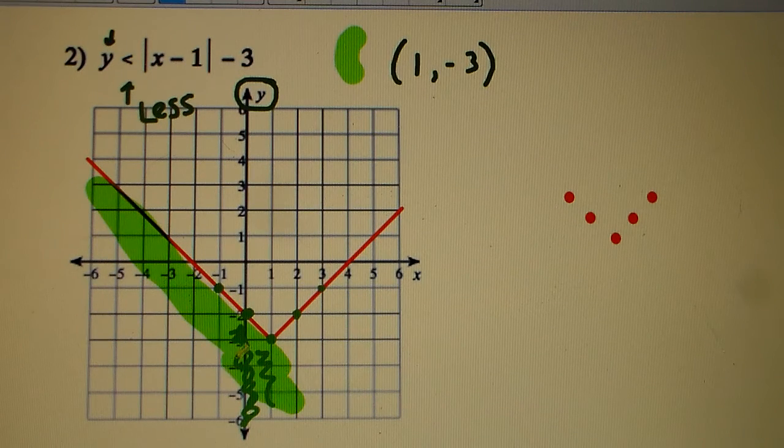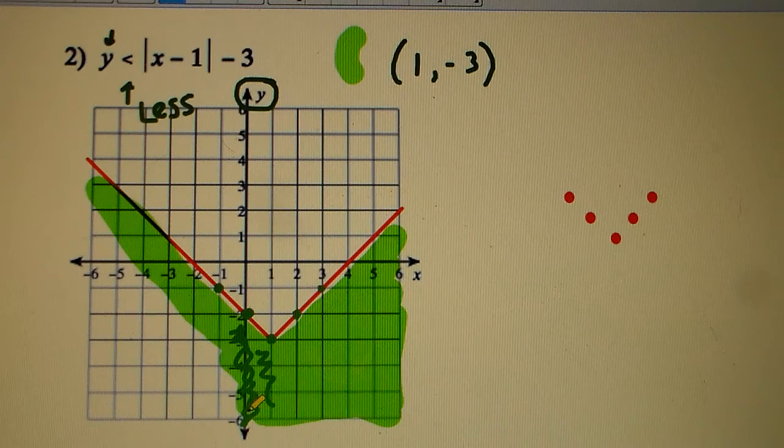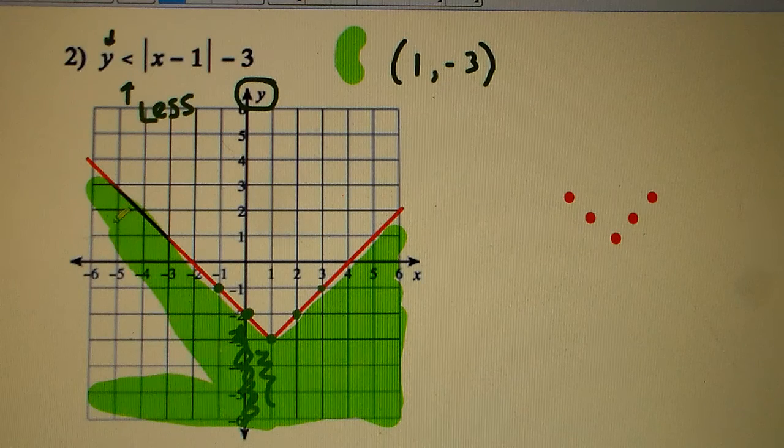So we're shading everything there. Now it also includes this side right here, because technically that is also on the same side of this red absolute value line wall. So we're going to shade that too. Cool, that's our answer.